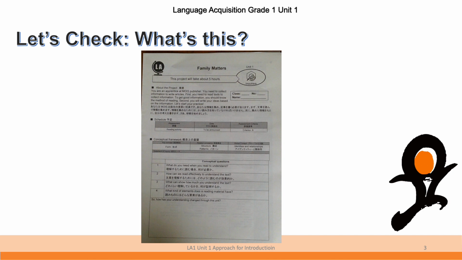You will get this kind of booklet on the first lesson of each unit. We call this booklet Theme and Rubric or just Rubric. This booklet has much useful information to study each unit. Let's check those information together.